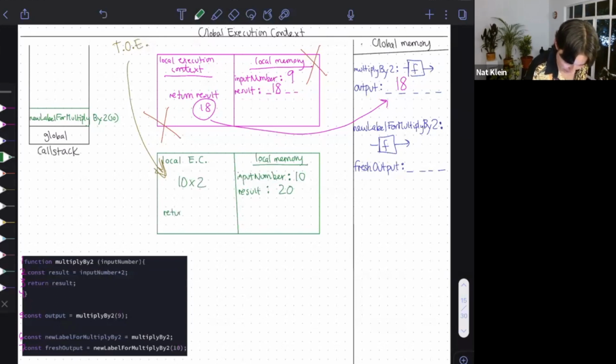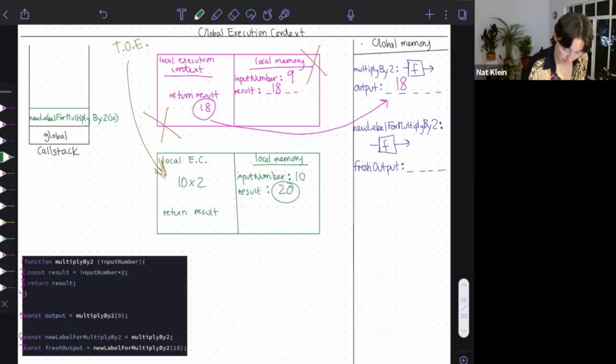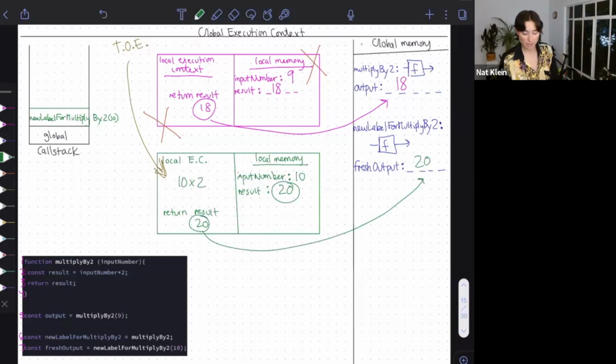And then the last thing in this function is return result. Where are we returning this result out to, Jennifer? Into the global memory under fresh output. Yes, we have this value of 20, that's what result is, returning it out to fresh output. And now fresh output is assigned to this value of 20. Awesome. We're done with this function.